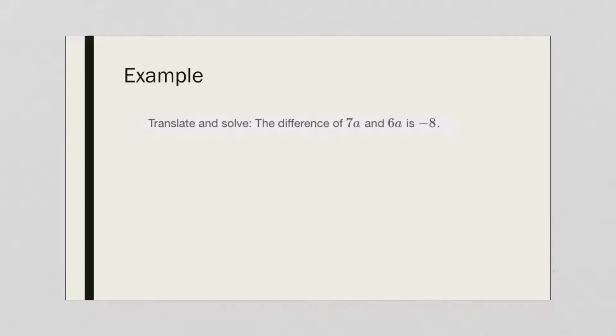All right, here's another one that we're going to translate and solve. The difference of 7a and 6a is equals -8. So difference means subtraction. So you have to write them in the order that you read them, because this is not one where you reverse the order. So you've got 7a minus 6a is equals -8. 7a minus 6a is just plain old a. And there you go. You're done. There's your answer.